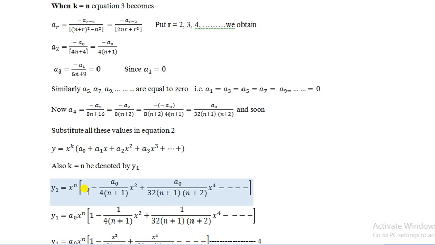So again here the common term is a naught. So take a naught as common. So a naught into x raised to n. So this equation becomes 1 minus x square divided by 4(n plus 1), plus x raised to 4 divided by 32(n plus 1)(n plus 2). And one more thing, when we substitute the k value as n, it is denoted as y1 here. So this y term becomes y1.